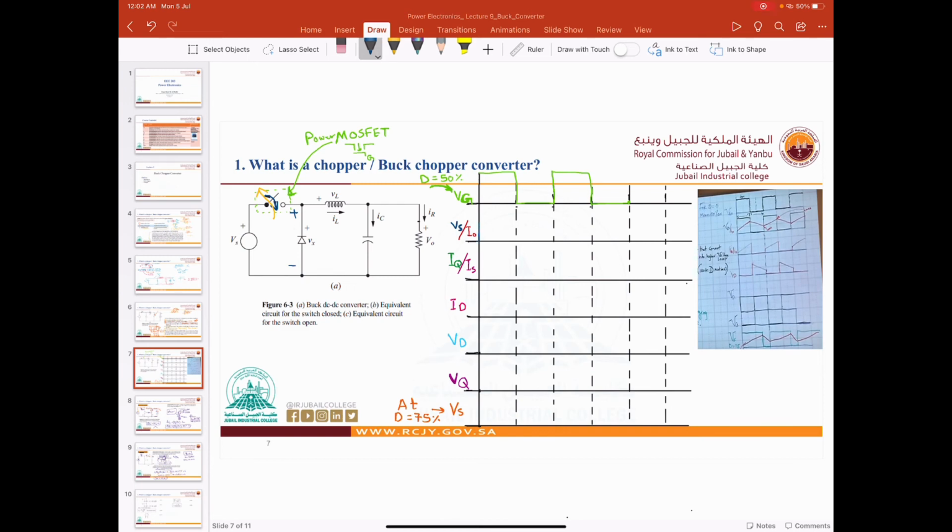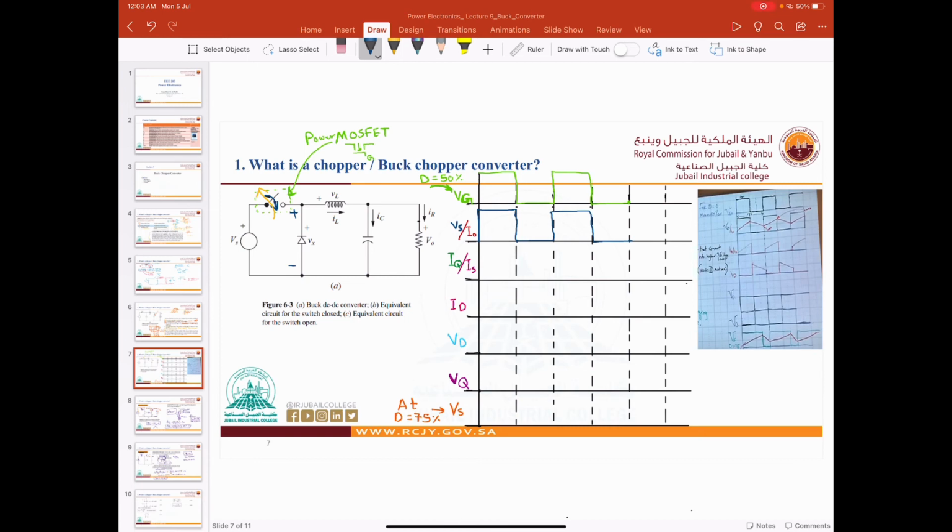So it will be high here and it will be low here. It will be high here and it will be low here. Okay, so it will follow what, guys? It will follow the switch. If the switch is on, we have voltage. If the switch is off, there is no voltage.